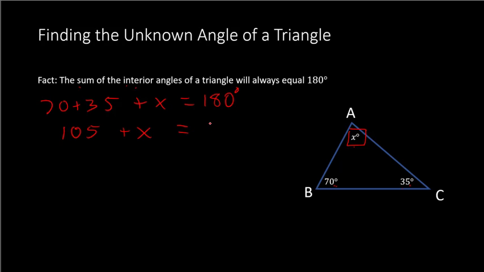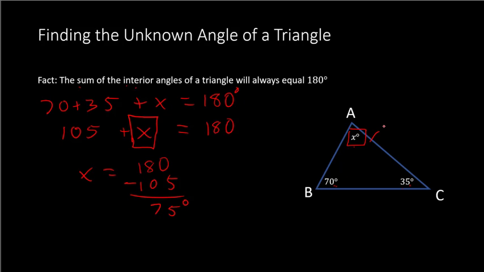So 105 plus something gives you 180. How do you find out that something? How do you find that unknown number? Well, you can just subtract 180 minus 105. That gives you 75 degrees. So that missing angle measure is 75 degrees. And again, that's because of the fact that if you add all these angles together, it equals 180.